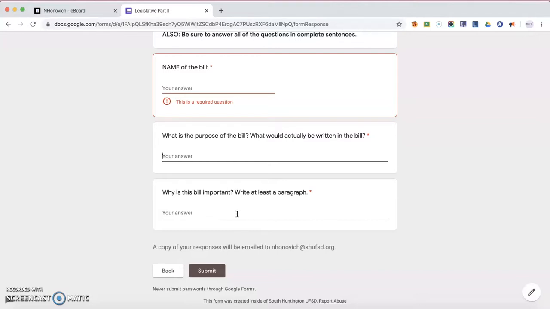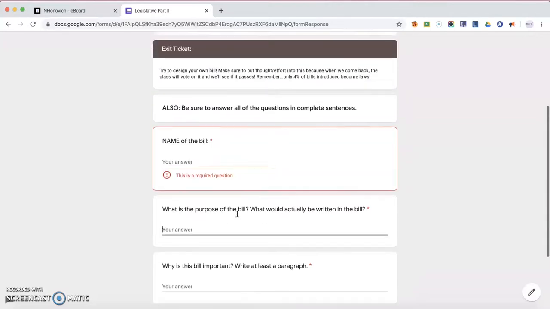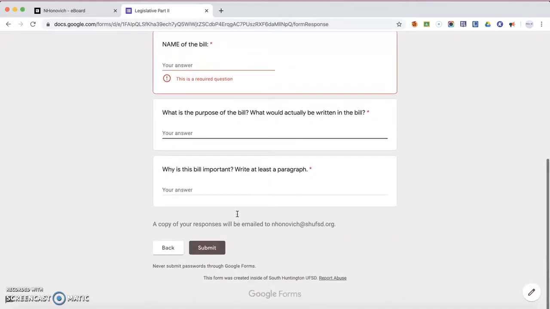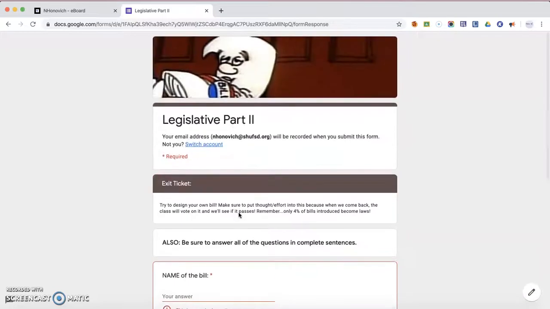It can have as much power as you want it, though keep in mind it has to pass. And we will see what happens. I have a very fun activity for you guys to do once you get back in terms of bills and vetoing and checks and balances and stuff like that.